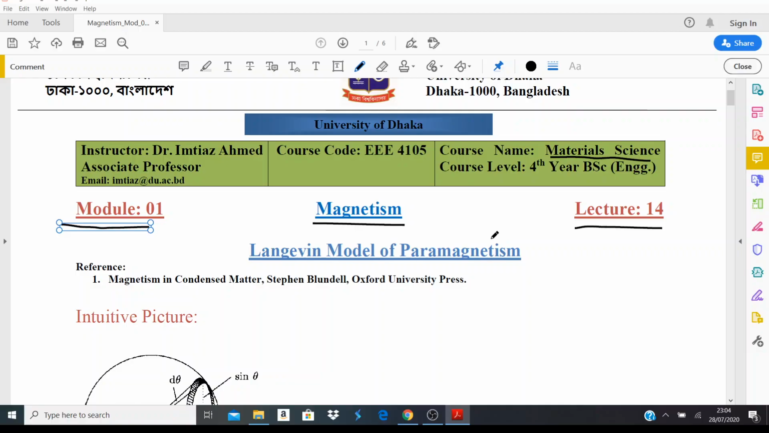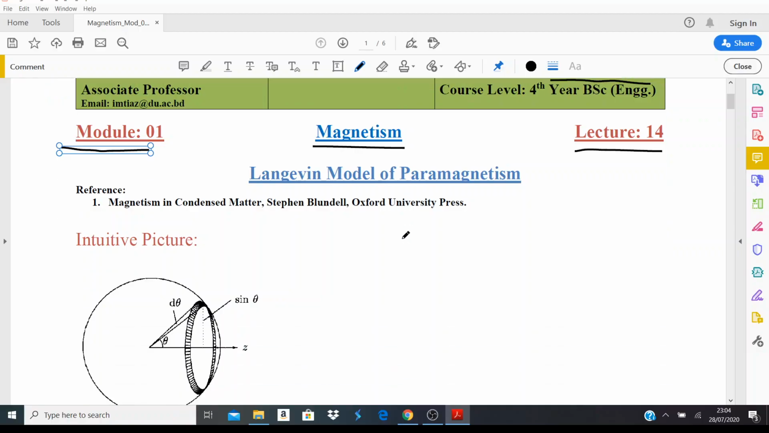If you recall, in the last lecture I started discussing this Langevin model of paramagnetism, and I'm following this book, Magnetism in Condensed Matter by Stephen Blundell. I believe the contents can be found in chapter 2.